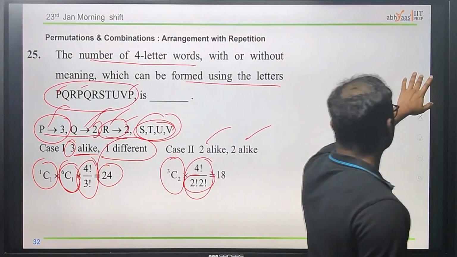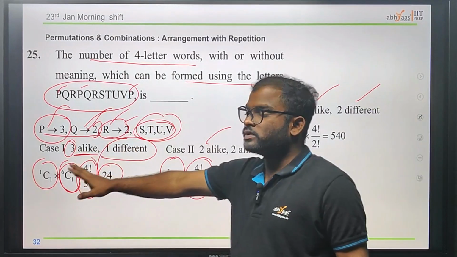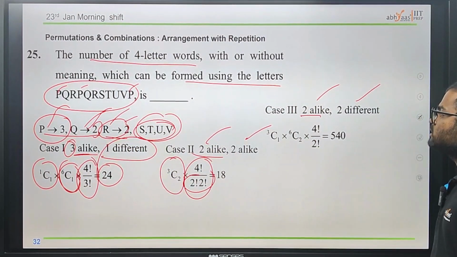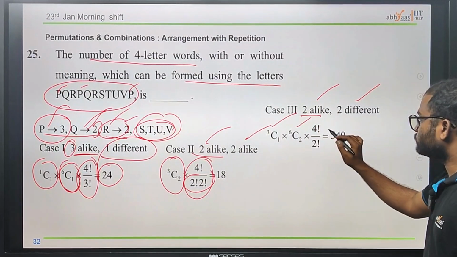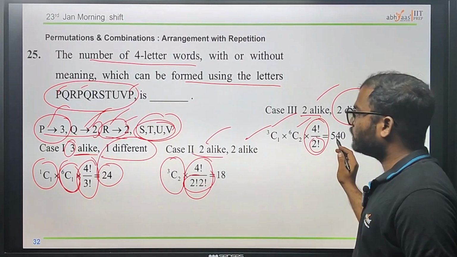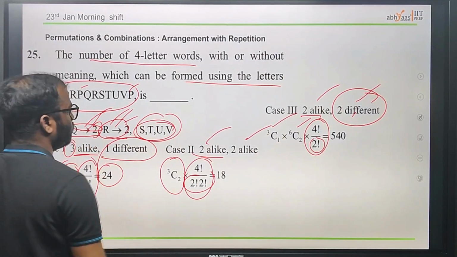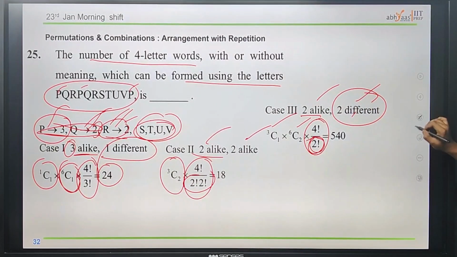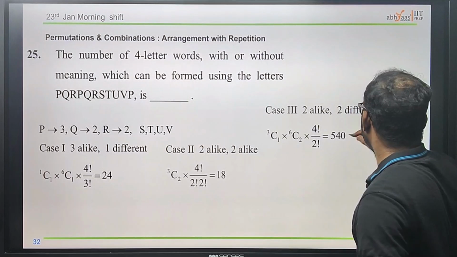Next, for case 3, 2 alike and 2 different. See here, for the first one we have 3 alike, 1 different, the second one 2 alike, and the last one 2 alike and 2 different. For that reason we have 3C1, 6C2, and the last one 2 factorial, since the 2 are different, and only one is repeating, so we have 4 factorial by 2 factorial. That's how we got the answer, which is 540 for case 3.